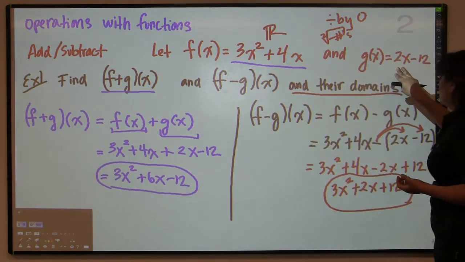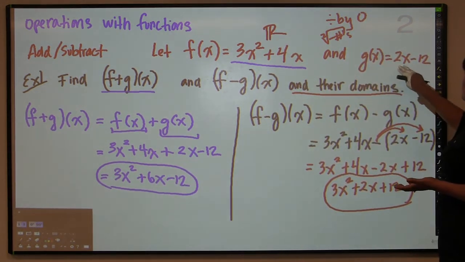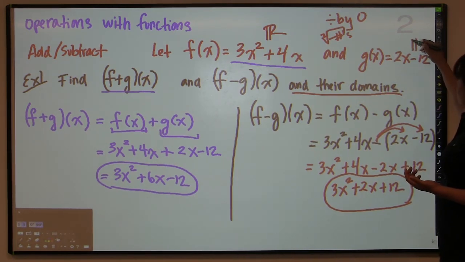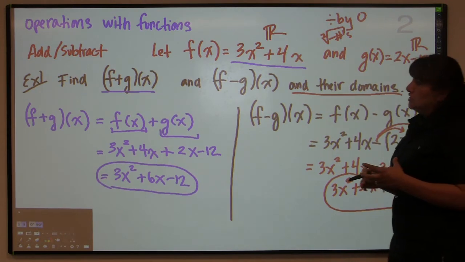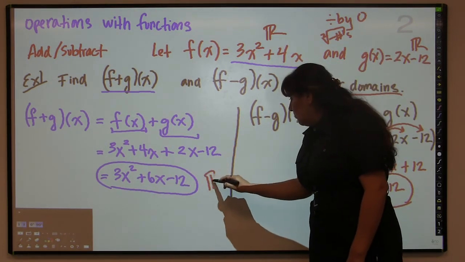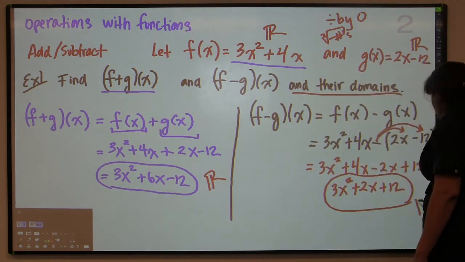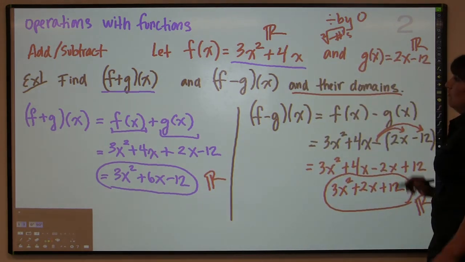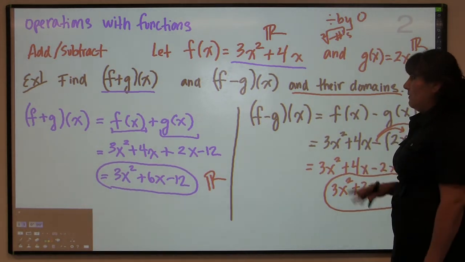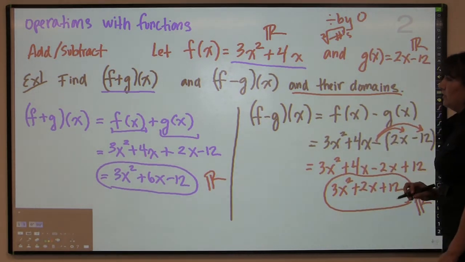When I look at this equation, same thing applies. There's no square roots, there's no division, so this domain is all reals. So when I combine the two functions for addition or subtraction, then the domains also will be all reals. Now, if for some reason the domain wasn't all reals for one of the functions, then we'd have to go in and figure out how to do that. But for these well-behaved functions, nothing to worry about.